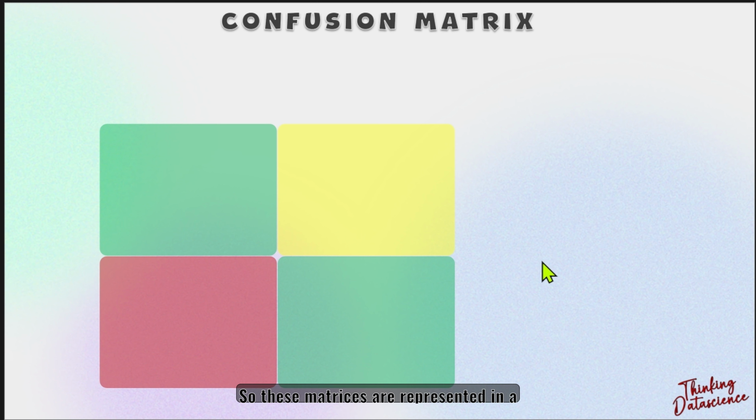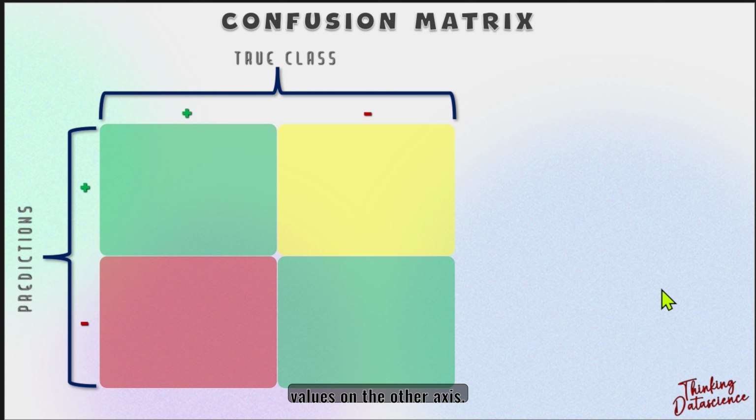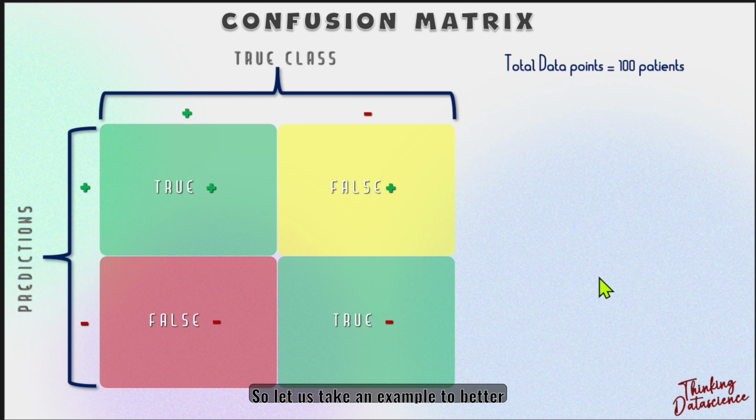So these matrices are represented in a matrix format with the actual value or true value on one axis and predicted values on the other axis. Confusion matrix consists of four important metrics, that is true positive, false positive, true negative, and false negative. So let us take an example to better understand the concept of confusion matrix.